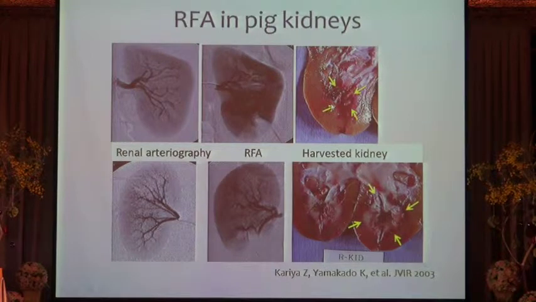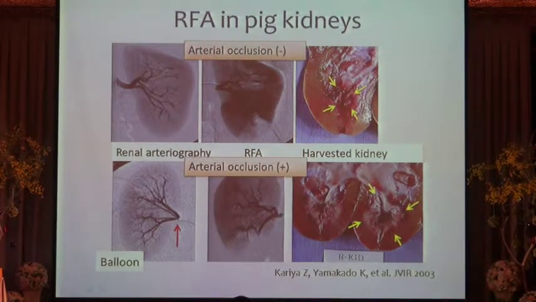What's the difference? We performed RF ablation after we occluded the renal artery in the lower pole, and we performed RF ablation alone in the upper pole. This is very clear. Occlusion of arterial blood flow, occlusion of the renal artery, expands ablative zone size.